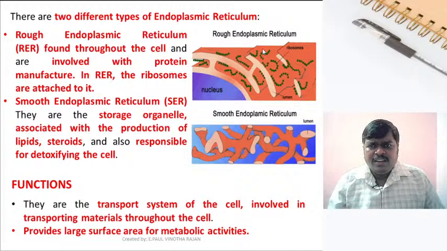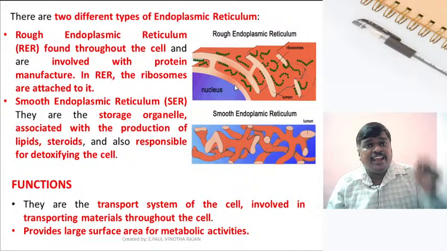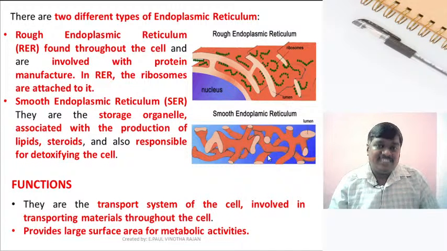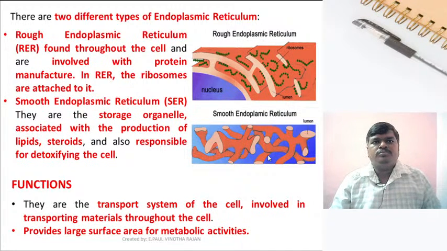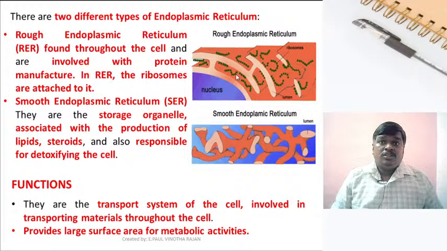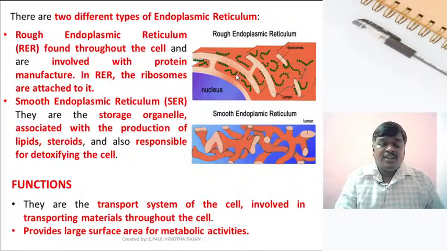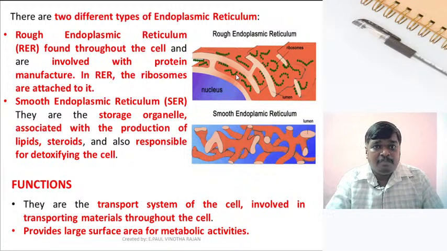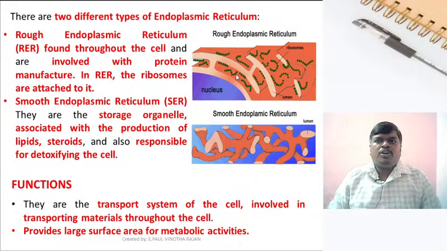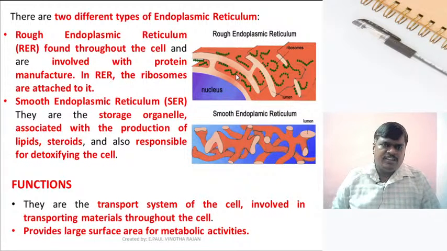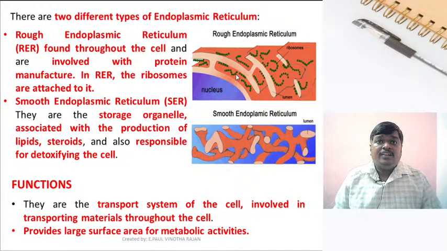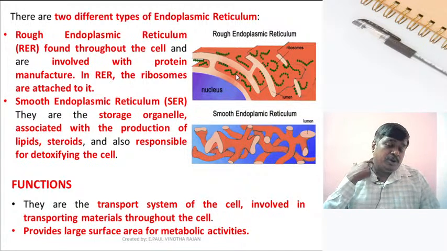What is RER? If the ribosomes are present on the endoplasmic reticulum, it is called RER. If ribosomes are absent, it is called SER, smooth endoplasmic reticulum. And RER is found throughout the cell. Since it contains ribosomes, it is involved mainly in the manufacturing or synthesis of protein, because ribosomes are known as protein factories. So ribosomes along with RER do the process of producing proteins.